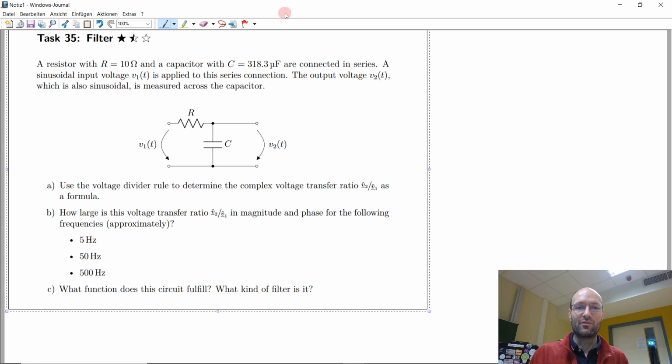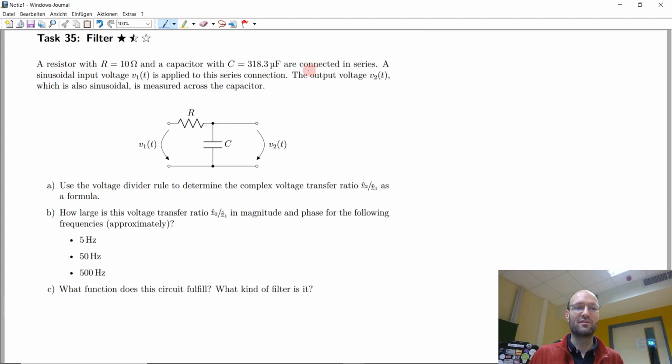And luckily my drawing pad works, so we can have a look at this task 35 about filters. And so we have a quite simple circuit. We have some resistor and some capacitor.